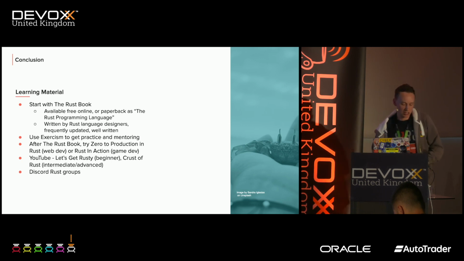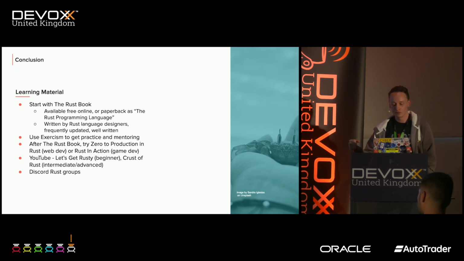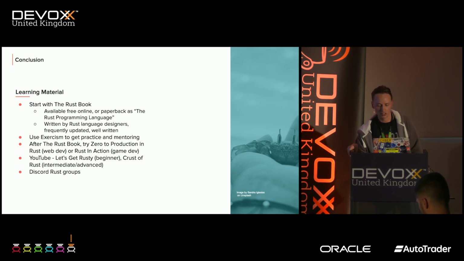So if you are so hyped about Rust now and you thought this talk has lit a fire inside your soul and you just want to get out there and do it, then the thing I would recommend is to start with the Rust book. This is a free online book. You can just Google it. It's written by the language designers themselves. It's very frequently updated. It's really, really well written, honestly. It was a place I started, and I really enjoyed it. I got together a group of friends, and we all went through it chapter by chapter and compared notes. It's a really, really good way to learn the language.